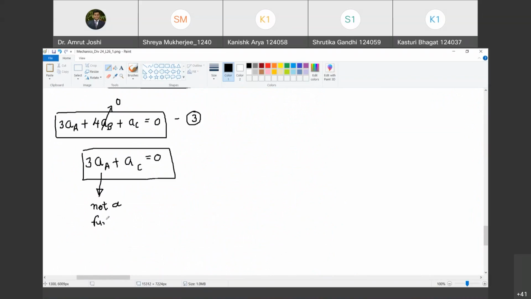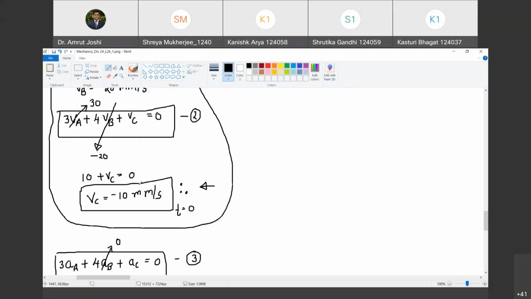Not a function of time. If it is so, do you acknowledge that AC also has to be constant? Because if this equation has to be satisfied, and AA is not a function of time, AC will naturally not be a function of time. Yes, sir. Therefore, AC is also constant. That's what we understand. Are you with me? Yes. But we have to compute the value of these constant accelerations AA and AC.